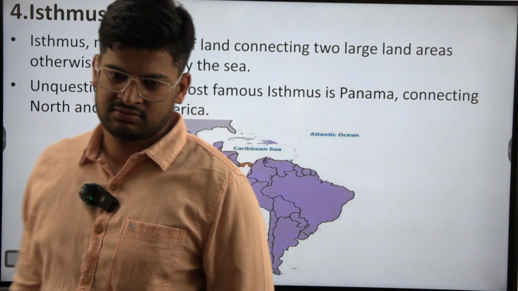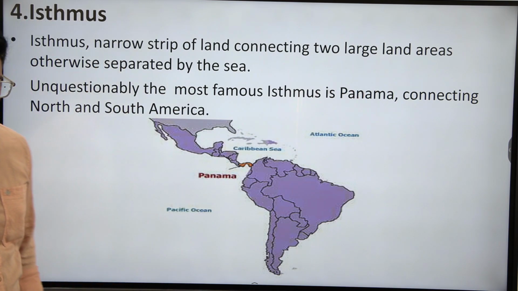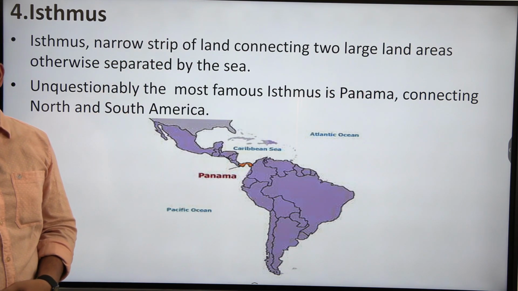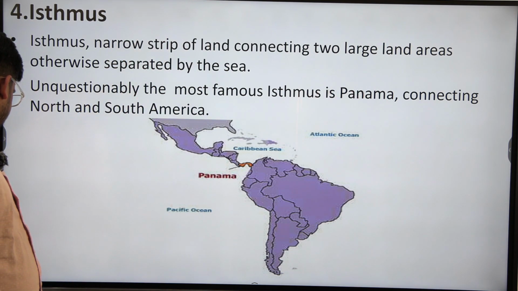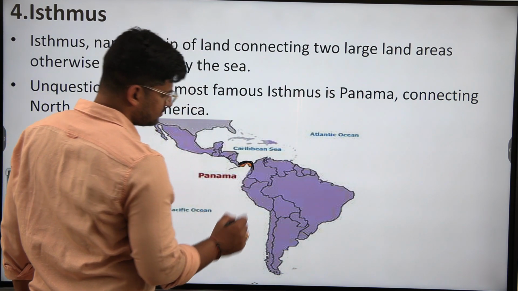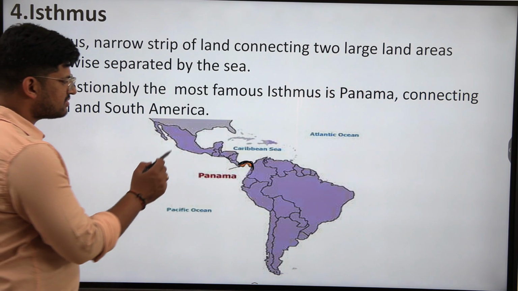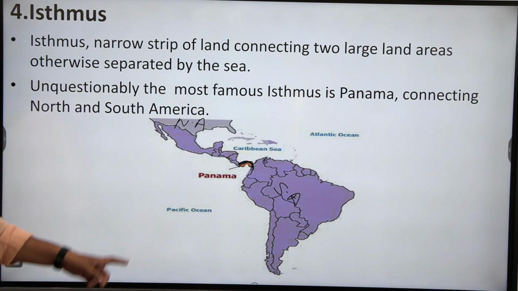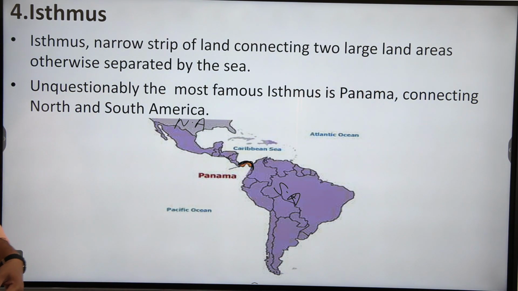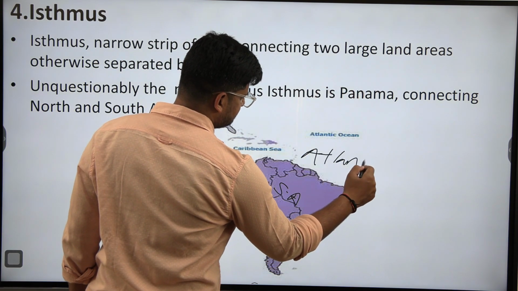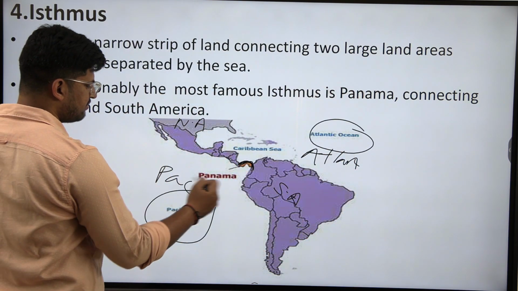Next, isthmus. What is an isthmus? An isthmus is a narrow landmass connecting two large landmasses. So here there is an isthmus called Panama. The Panama Isthmus connects North America and South America. They have dug a canal there, called the Panama Canal, which connects the Pacific Ocean with the Atlantic Ocean. Pacific and Atlantic are connected by the Panama Canal.